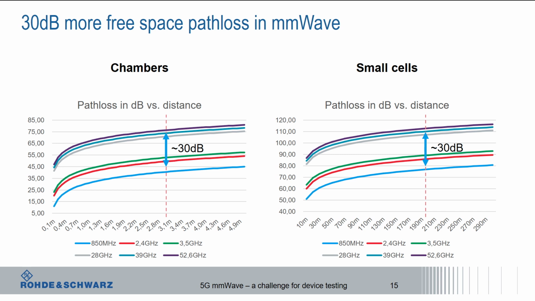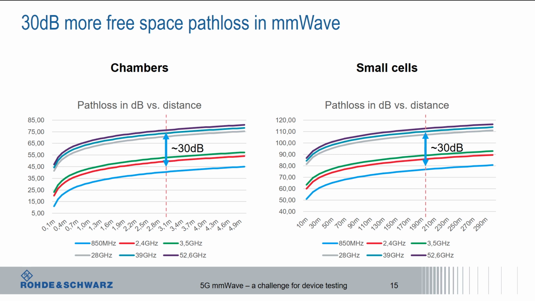So I have here two examples. On the left side, you see typical ranges of chambers when you would do lab testing. They go from, I don't know, 2 meters to 5 meter chambers maybe. And just as an example, for a 3 meter chamber, you would have in a typical FR1 frequency range of 1 to 3 gigahertz something like 45 dB free space path loss. If you do the exact same thing, but on a higher frequency between 30 and 40 or 50 gigahertz, you end up with 75 dB path loss, so 30 dB more.